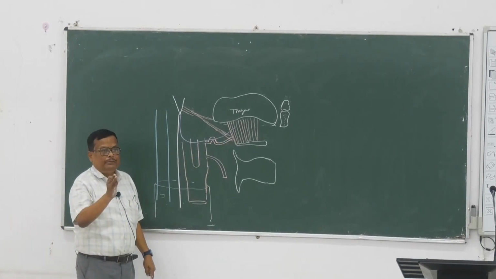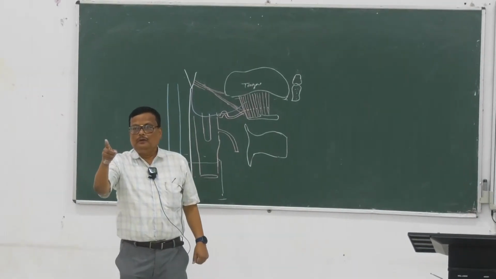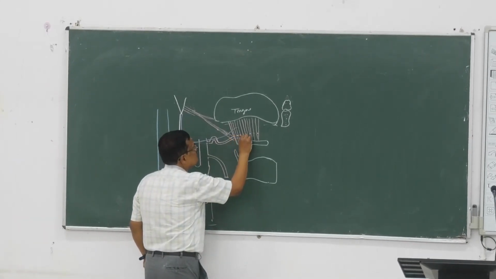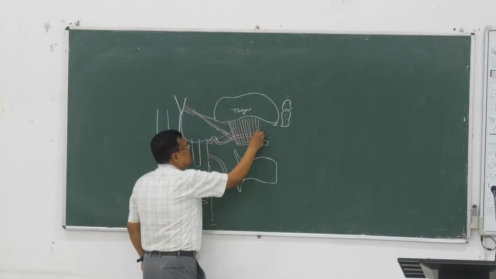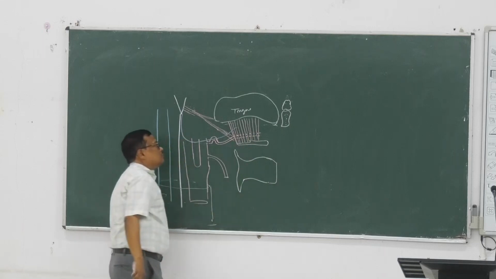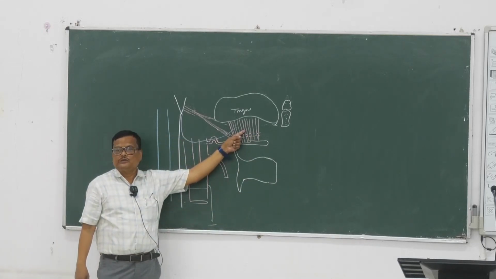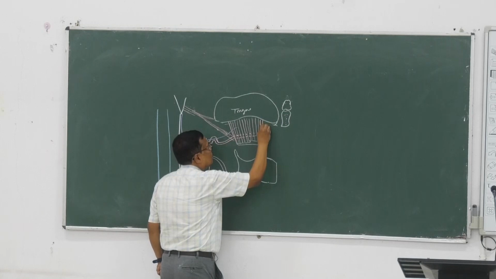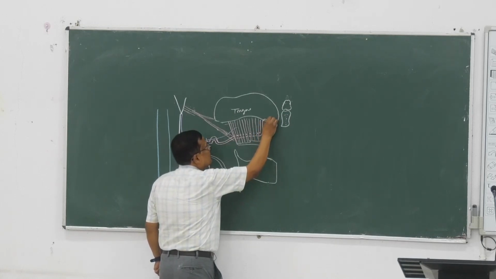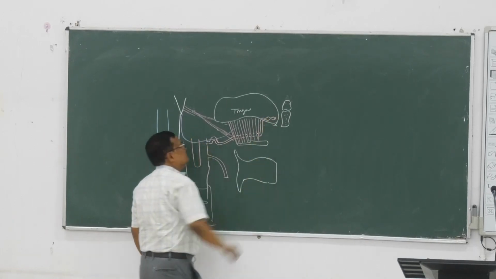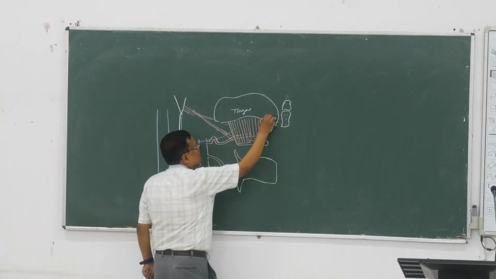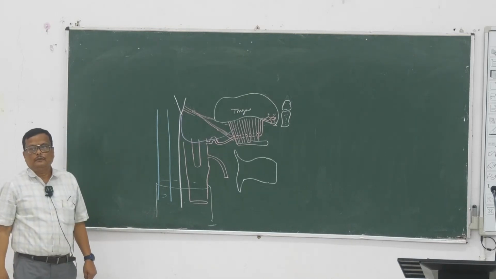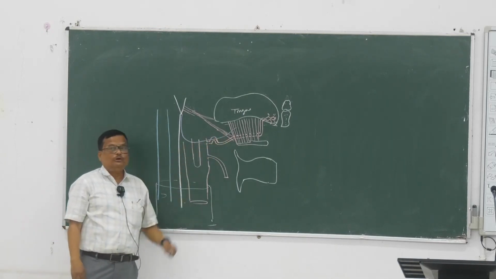Then it passes deep. So that is very important. It passes deep to the hyoglossus muscle. Then it comes out at the anterior border of the hyoglossus muscle. Then it courses up to supply the branches. So these are the usual course of the lingual artery.